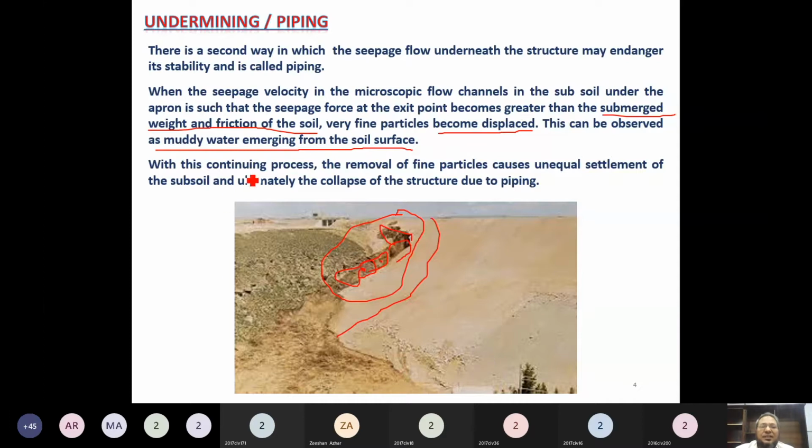So with this continuing process of undermining or piping, the removal of fine particles causes unequal settlement of the subsoil and ultimately collapse of the structure due to piping. So both these phenomena, the uplift pressure and undermining, are very serious, and we must design a hydraulic structure considering the forces exerted by these two phenomena, that is the uplift pressure and undermining.